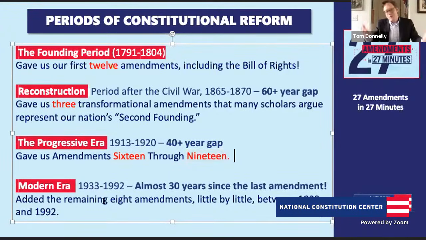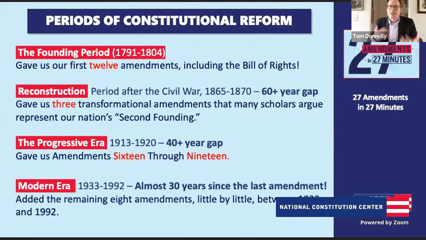And then finally, this last era is the sort of modern era. It gives us 1933 to 1992. But it gives you an idea that little by little, every few years, we would add some additional amendments. And so that's where we get the final 8 amendments to the Constitution.